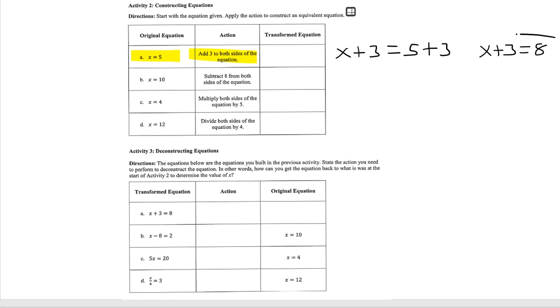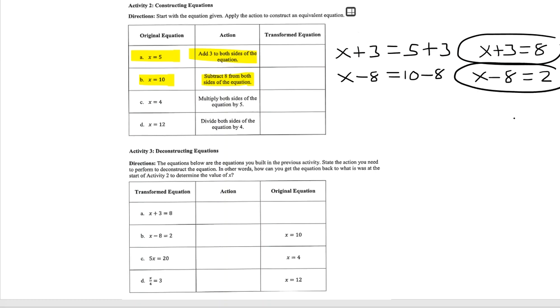Okay, so this is the transformed equation. Okay, let's look at the next one. X equals 10. So if we take x equals 10 and we subtract 8 from both sides of the equation, what that's going to look like is this. X minus 8 equals 10 minus 8. And then you guys know that is going to become x minus 8 equals 2. Okay, that is going to be the transformed equation.